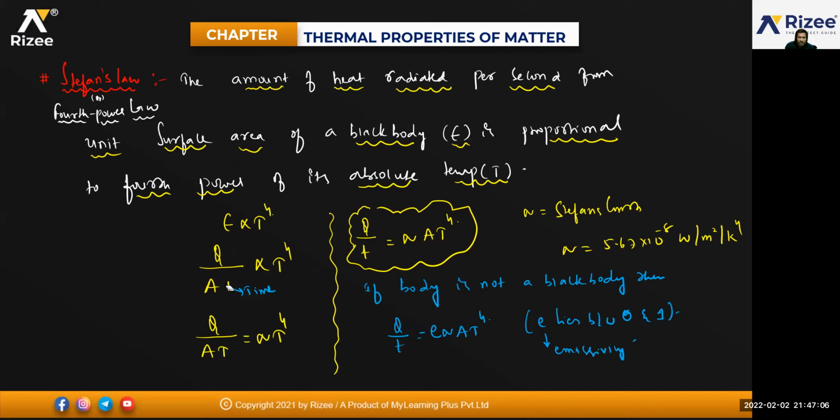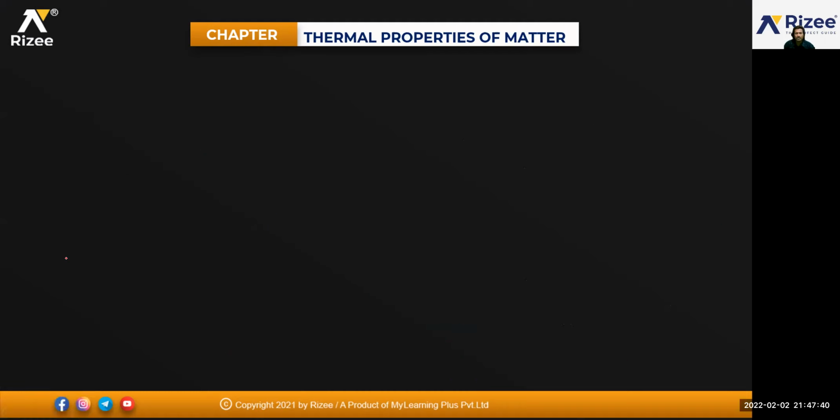So I'll write the temperature with capital T. This one is also small t, this one is time, and this one is also time. So I can write Q is equal to E into sigma A into t into capital T to the power of 4. So the energy radiated will be equal to this much. If the body is not a black body, use emissivity. If it is a perfectly black body, then you take emissivity equal to 1. Clear?